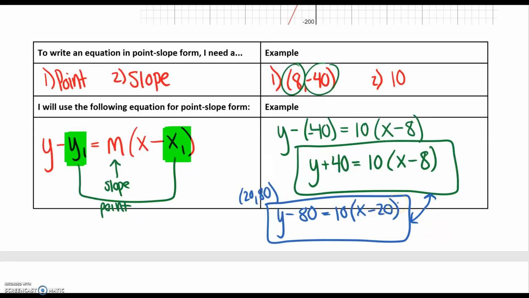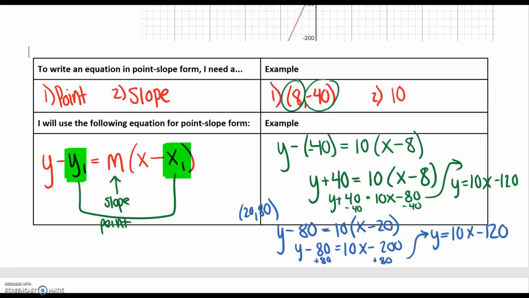So you know what? I want you guys to do that on your paper. This is good algebra practice. I want you to distribute the 10 here and then move the 40 or the 80 to the other side. I'm going to pause the video. I'm going to do this as well, and I'll come back with the answer. No cheating, no peeking. You're pausing your video right now.